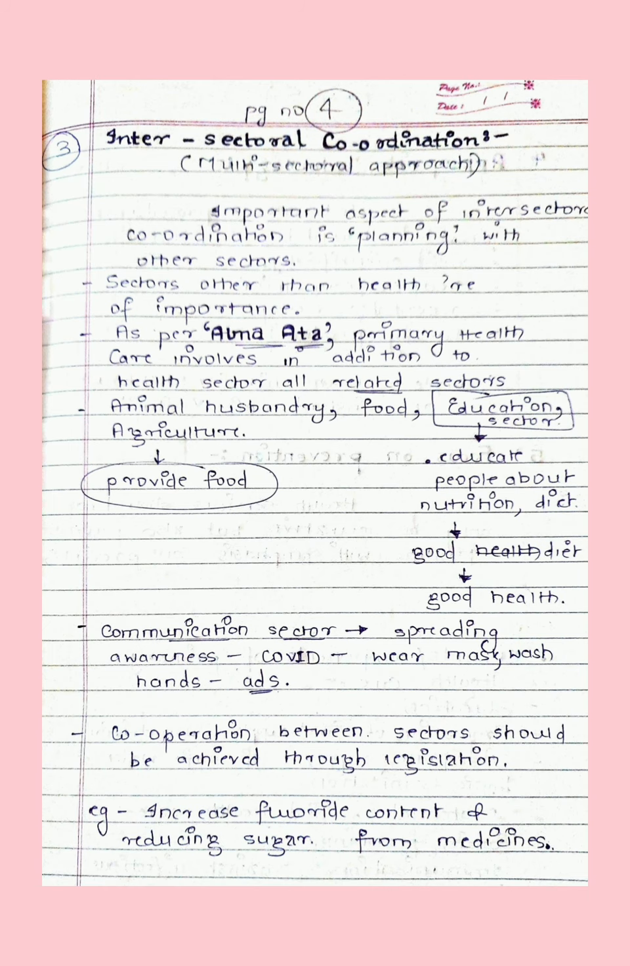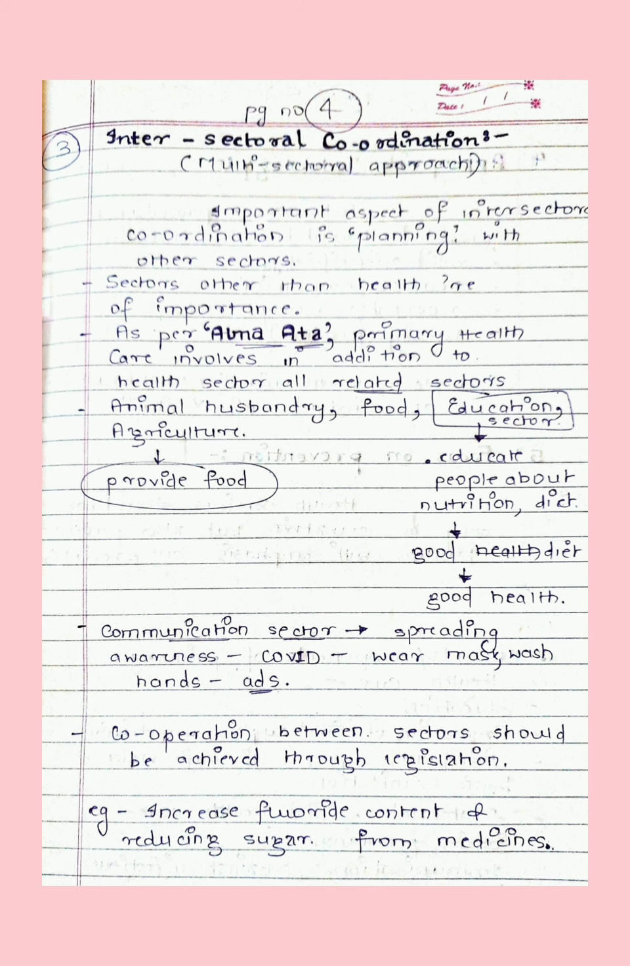Third principle, intersectoral coordination or multi-sectoral. The health sector alone cannot do much. Sectors other than health are of paramount importance. This is a very important aspect of planning, that other sectors also take part in providing good health to the people. See, there is the education sector. If women or people are educated about diet and nutrition, food and their nutritional values, then they can take good food and stay in good health.